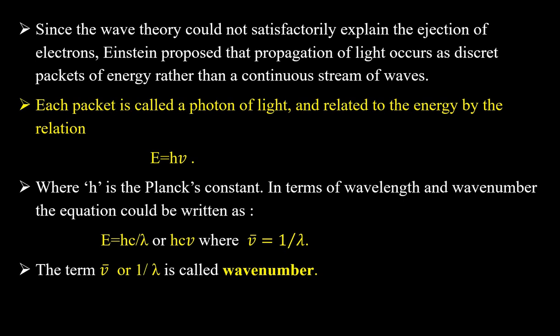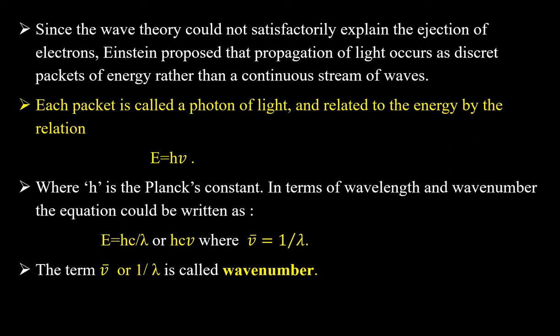and it doesn't depend upon the intensity of the incident electromagnetic radiation. Since the wave theory could not satisfactorily explain the ejection of electrons, Einstein proposed that the propagation of light occurs as discrete packets of energy rather than a continuous stream of waves. Each packet is called a photon of light, which is related to energy E by the equation E is equal to h nu, where h is Planck's constant.